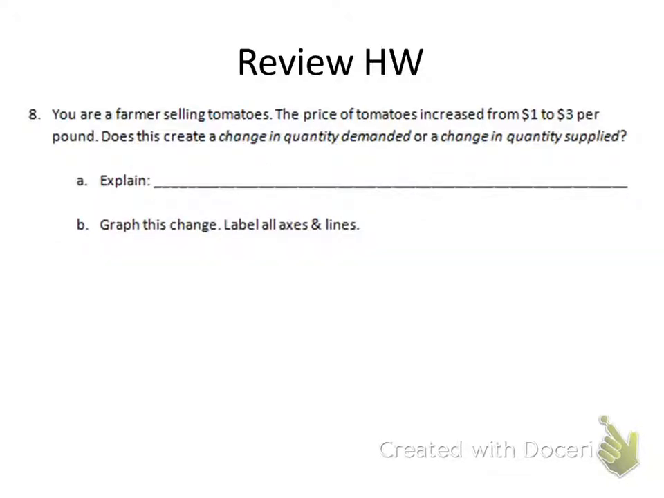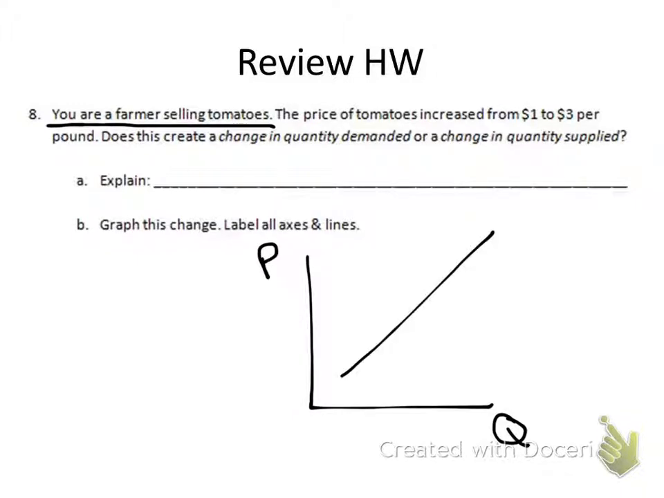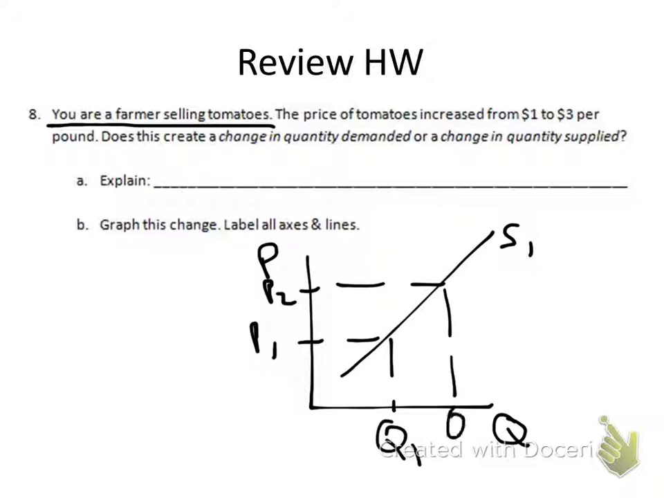The back page of the homework, taking a look at this one, the first sentence says, you are a farmer selling tomatoes. So we have to look at this from the perspective of a producer. And so we draw a graph, quantity, price, draw a supply curve, labeled S1. And the price of tomatoes increased from $1 to $3. So price 2 gives us quantity 1 and quantity 2. And so we show movement up the curve, which would be a change in quantity supplied. The reason is because there is a change in price.